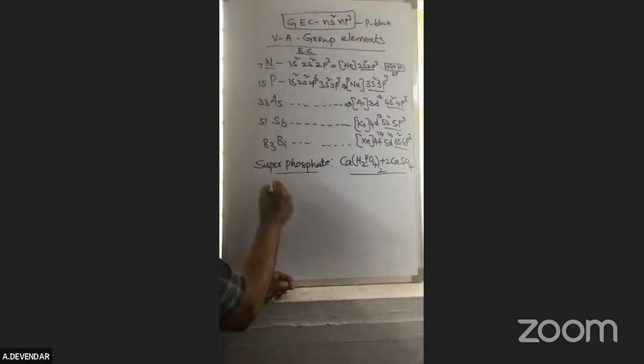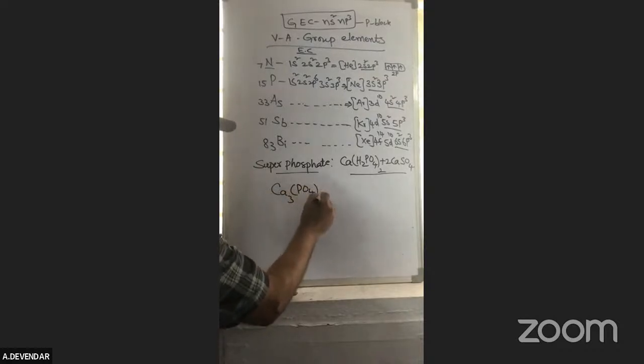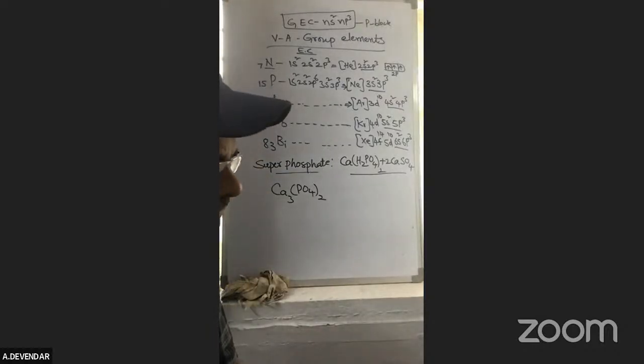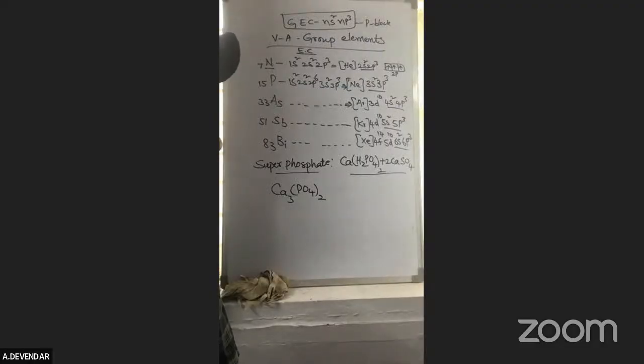What is that? Ca3(PO4)2, calcium phosphate. Where is it available? Anybody? Do you have calcium phosphate in your body? Which is a strong organ? You can't say the organ. Teeth. Our teeth are there.